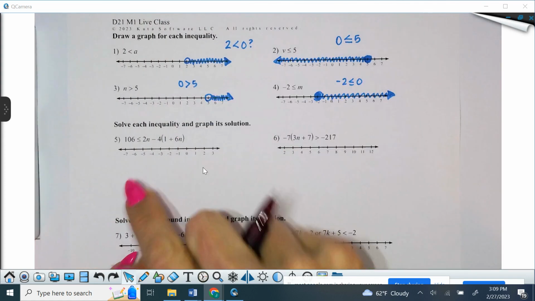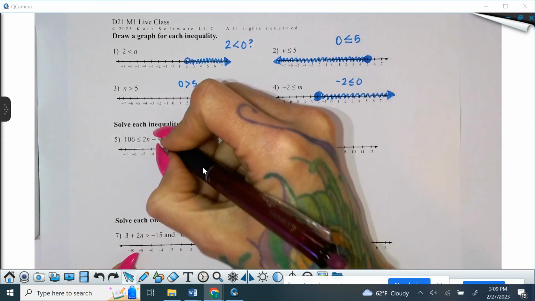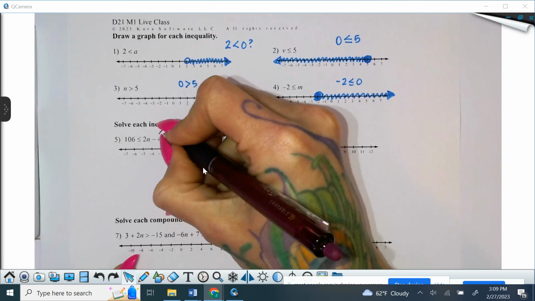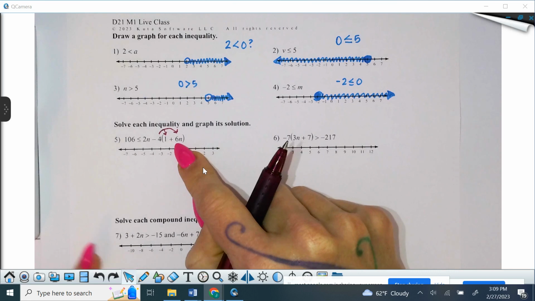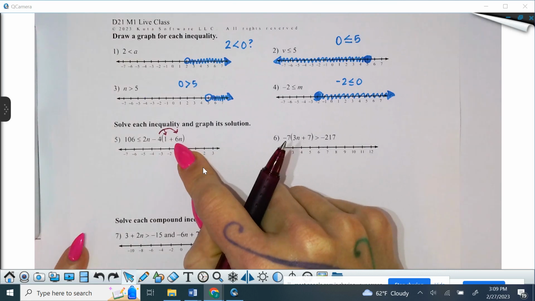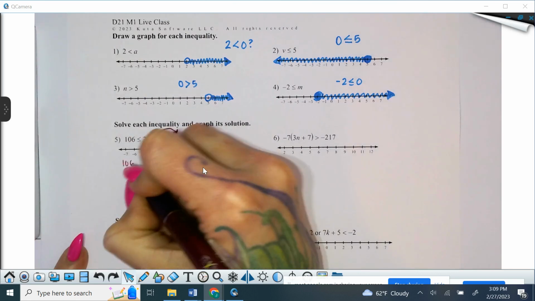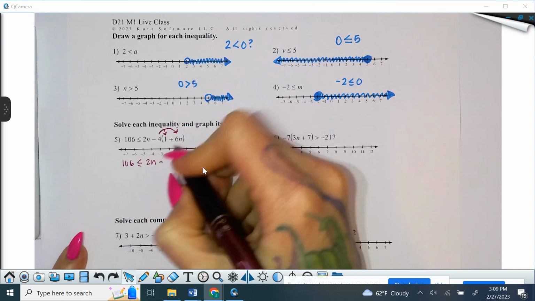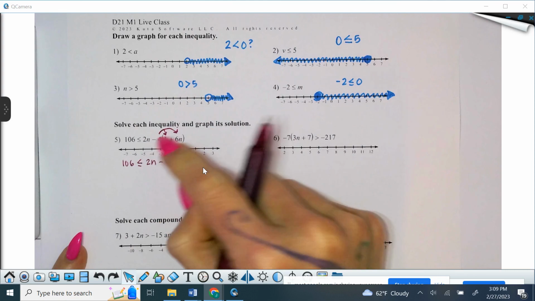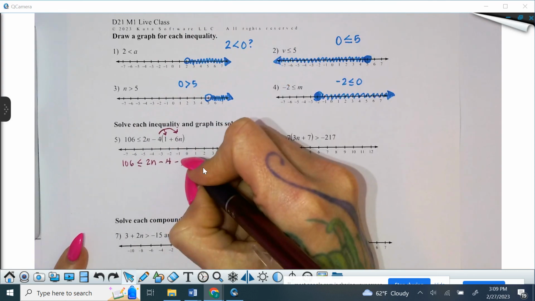PEMDAS, so parentheses first. And we're going to think about distributing first, so multiplication. If these were like terms, then we would combine those first, because that would be our parentheses. We're going to have 106 is less than or equal to 2n. Negative 4 times a positive 1 is a negative 4. Negative 4 times 6 is going to give you a negative 24n.